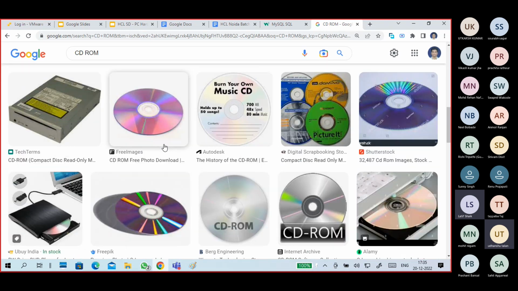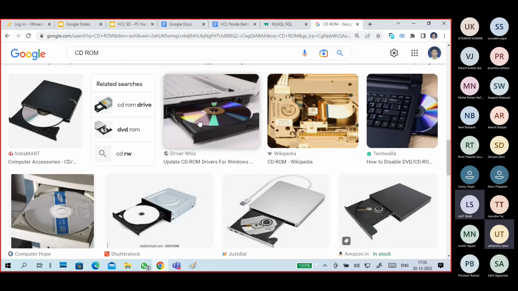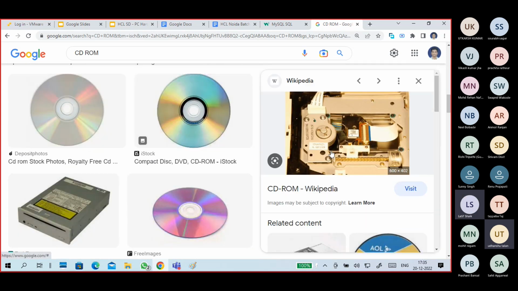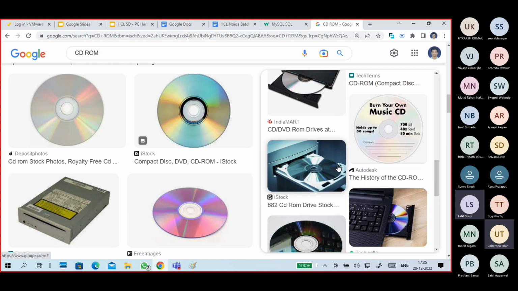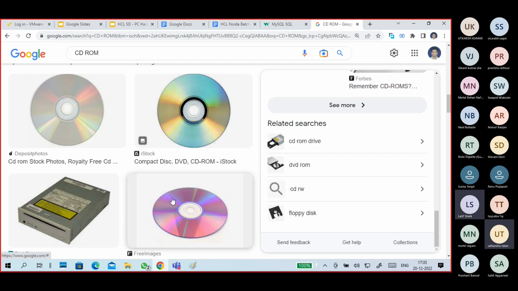Optical means reading and writing on a CD is based on a laser beam. So read and write: this is a read and write head, which is a laser beam. Okay, CD-ROM. Next version is DVD. So CD-ROM is 700 MB, DVD is 4.7 GB in a single layer. Double layer DVDs are around 8 or 8.5 GB.